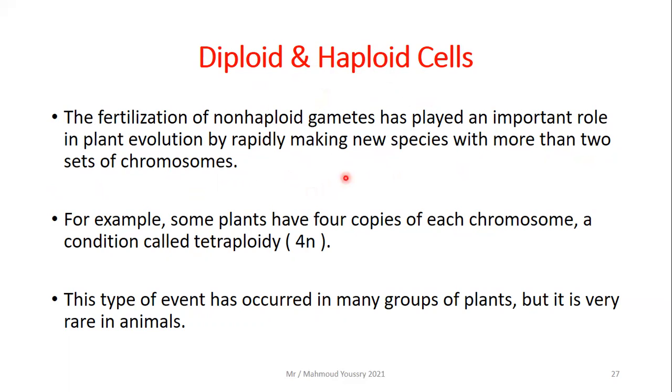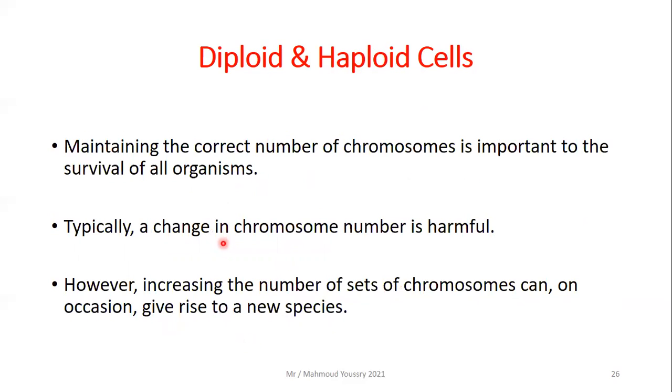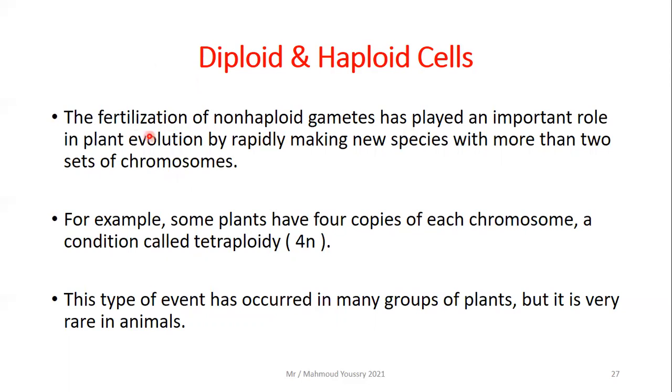So the fertilization of non-haploid gametes is a case where the number of sets of chromosomes increased and gave rise to a new species. This is for plants. For example, some plants have 4 copies of each chromosome, a condition called tetraploidy, 4N. This type of event has occurred in many groups of plants, but it is very rare in animals.